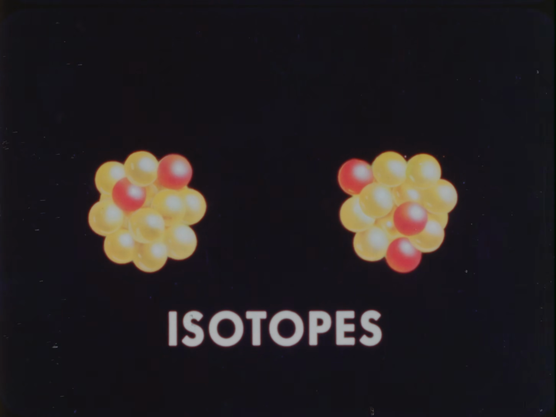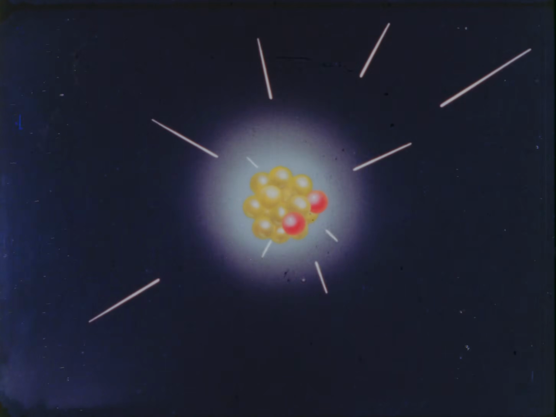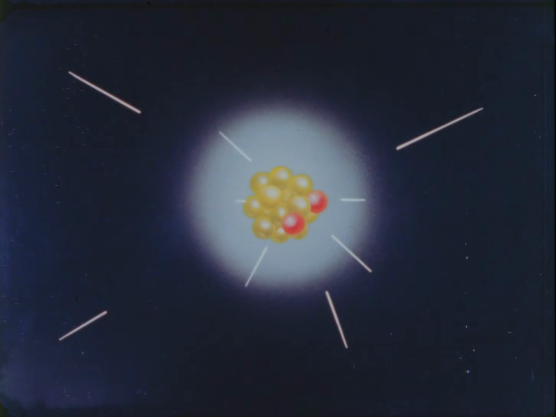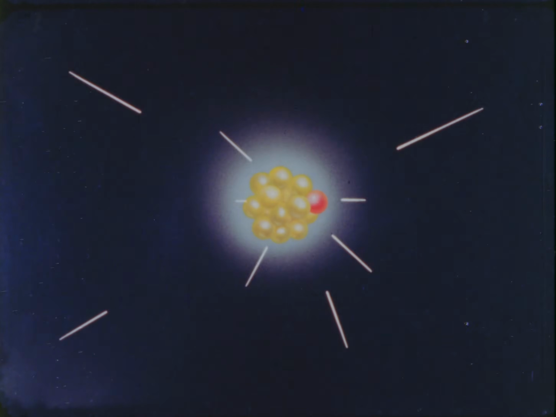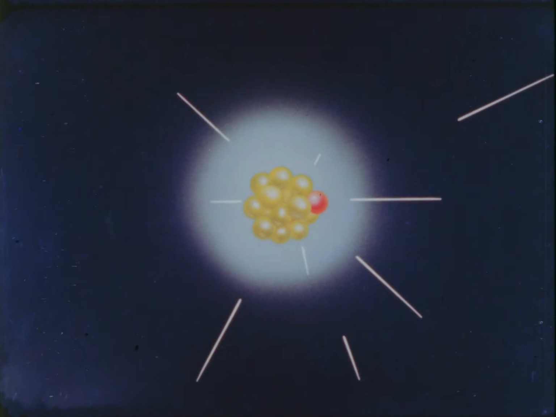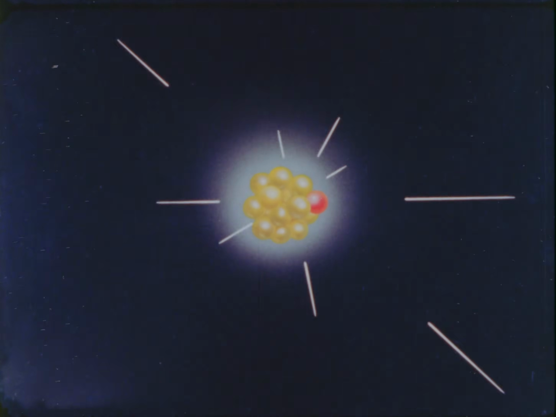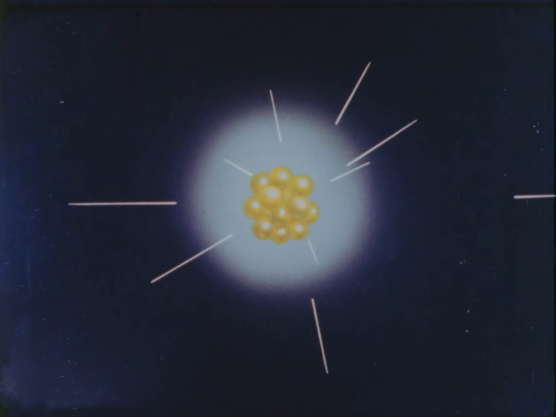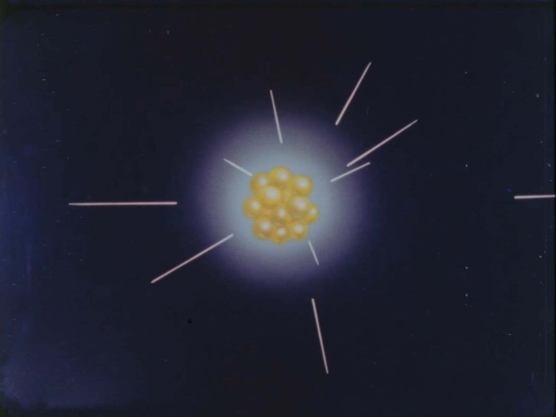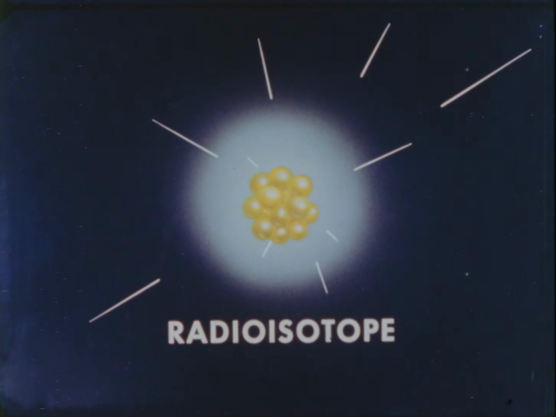Some isotopes are stable. They do not change spontaneously into other elements. Others, because of an imbalance in their nucleus, are unstable and eject particles or rays as they decay to a stable form. These emissions are called nuclear radiation, and the unstable atom a radioisotope.